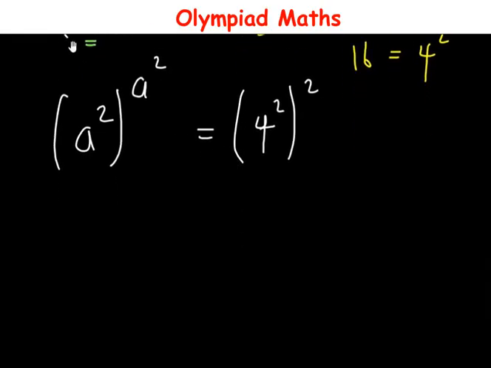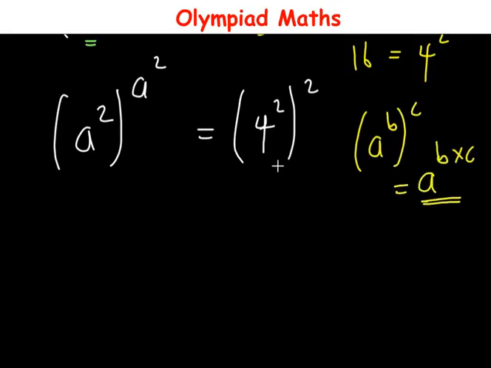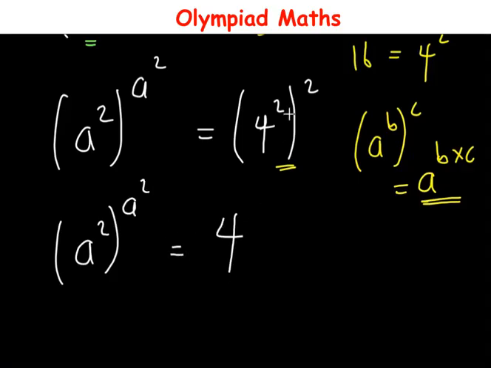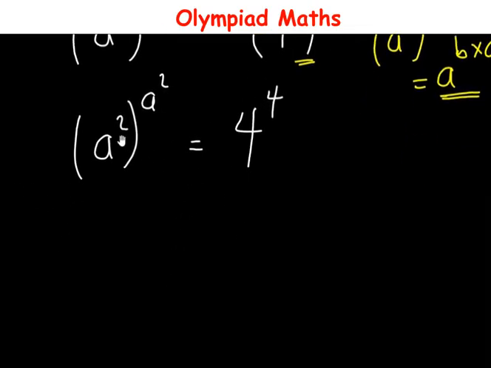So with this, applying this rule of indices, that if you have a raised to power b, all raised to power c, this equals a raised to power b times c. Applying this right here, what we have is this, that we have, in brackets, a raised to power 2, all raised to power a raised to power 2, is equal to 4 raised to power 2 times 2, which is 4. Now, looking at this, we have achieved our goal. The base right here is equal to the exponent right here. Same thing also, the base right here is equal to the exponent right here.